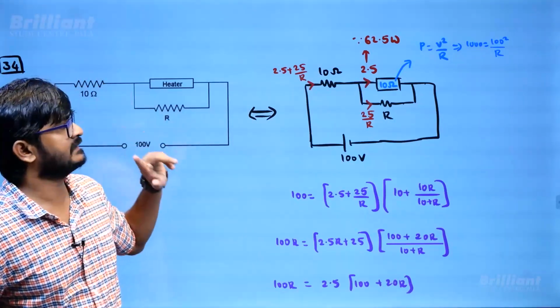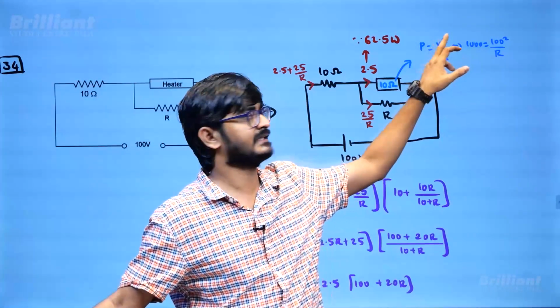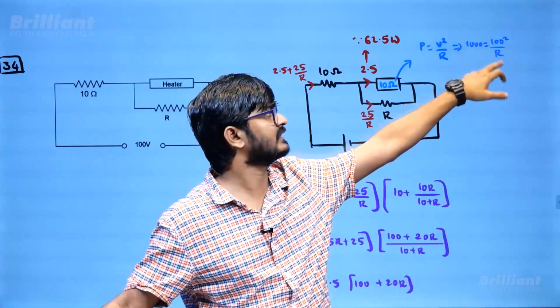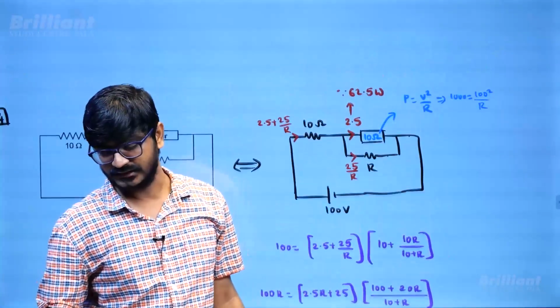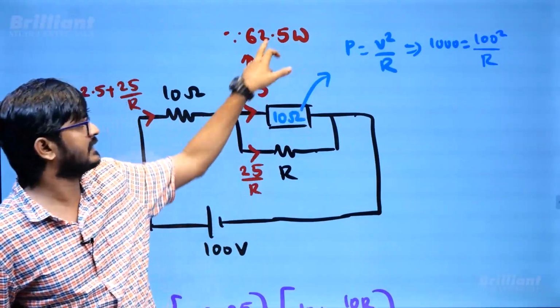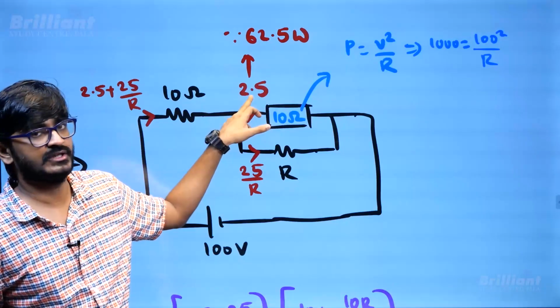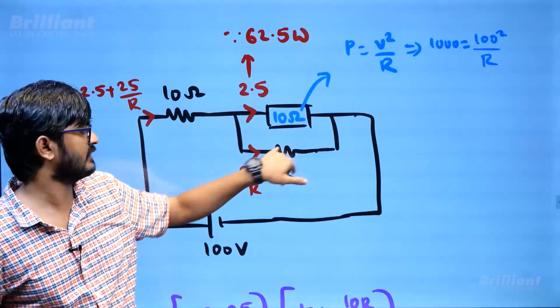From the initial given information, 1000 watt and 100 volt, when it is rated 1000 watt across 100 volt, from there you can get the resistance value as 10 ohm. Now they said the power in this one is 62.5 and the resistance you know, so you can calculate the current. Current is going to be 2.5. If the current is 2.5, potential difference is 25, so this current is going to be 25 by R.